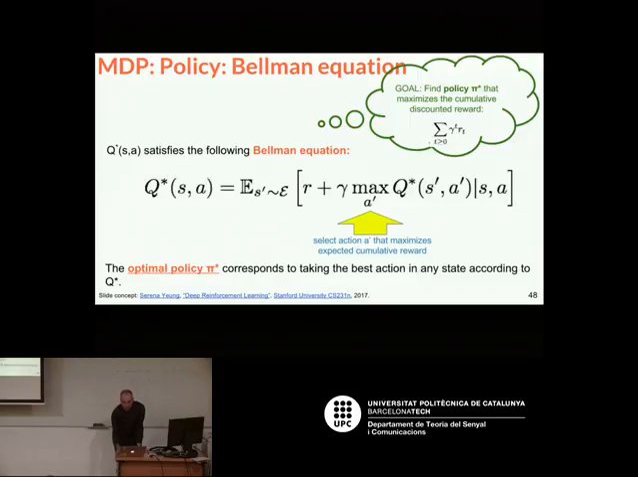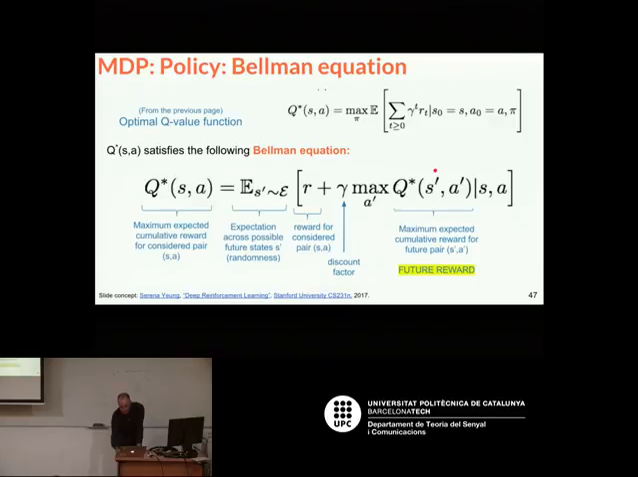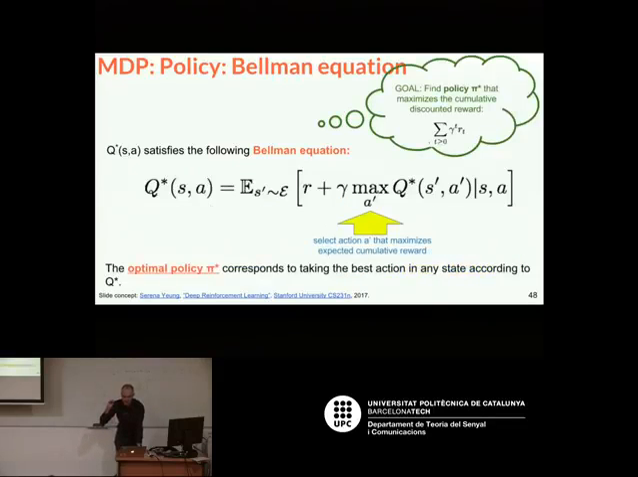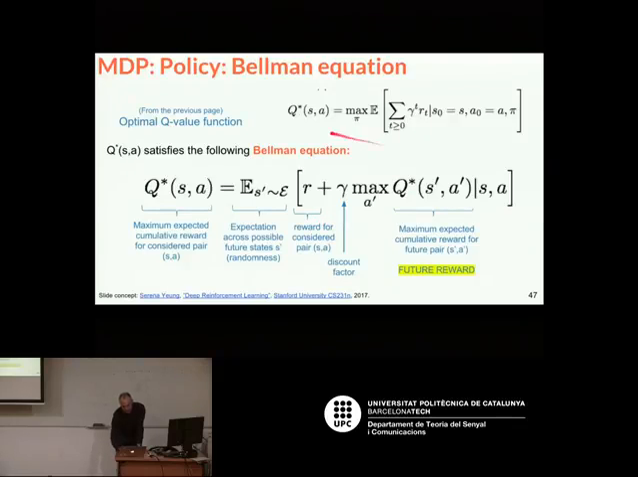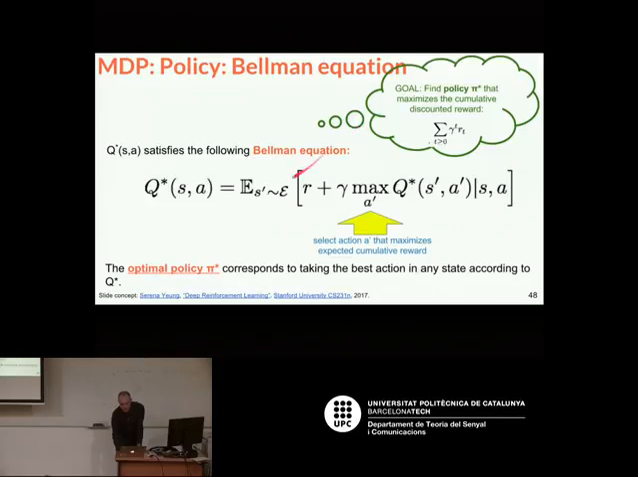Now, if we want to find the policy that maximizes this discounted reward, this is the same equation, I'm just highlighting different things. It's still the Bellman equation, but notice that if you want to achieve the maximized cumulative discounted reward, you're going to take the actions that also maximize the expected cumulative reward in the future, which is a bit obvious, but that's how the formalism works. Just remember that we reached here by trying to find the maximum policy. In the end, what it tells us is that the optimal policy corresponds to taking the best action in any state according to this Q value function.